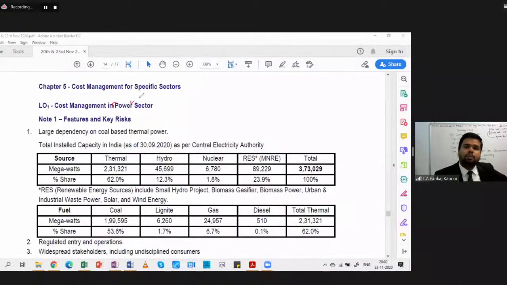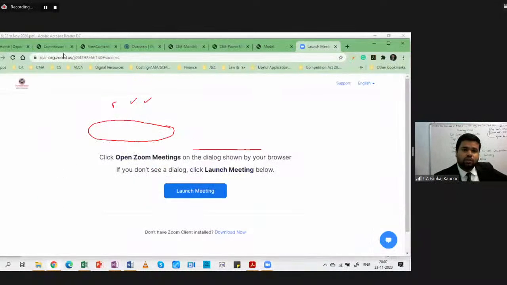So we'll start with the power sector. Firstly, understand a few features so that we can get an insight into the power sector. What is the first feature? The first feature is the large dependency still on coal-based thermal power. Friends, here is the data available from the Central Electricity Authority. You may question me here, what is the authenticity of the data of the Central Electricity Authority? So let me share this particular data here.